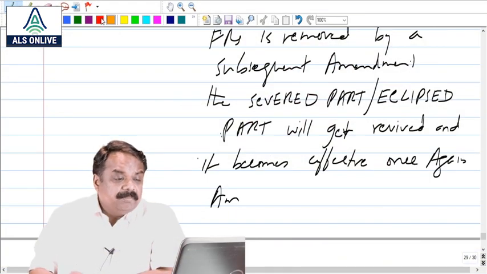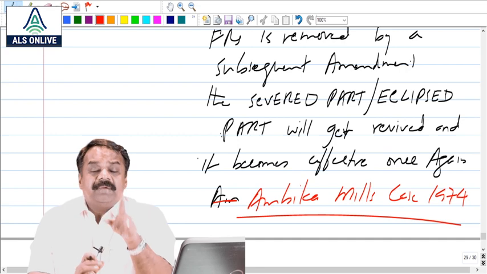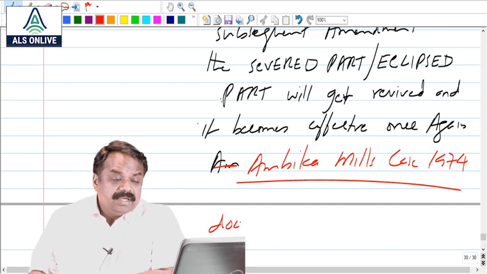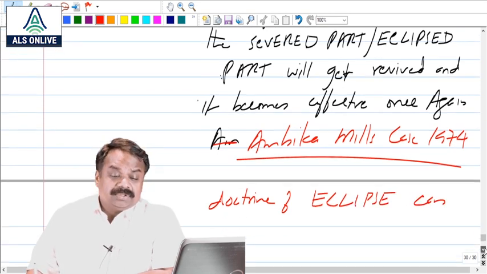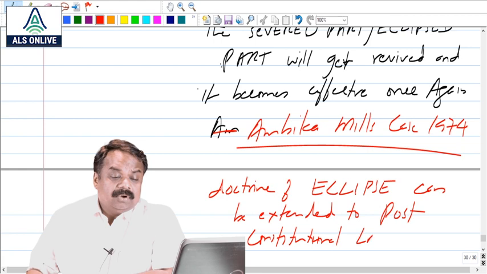So in fact, earlier the Supreme Court said that this is applicable to pre-constitutional laws. But subsequently, in 1974, in the State of Gujarat versus Ambika Mills case, the Supreme Court declared that the Doctrine of Eclipse can be extended to post-constitutional laws as well.